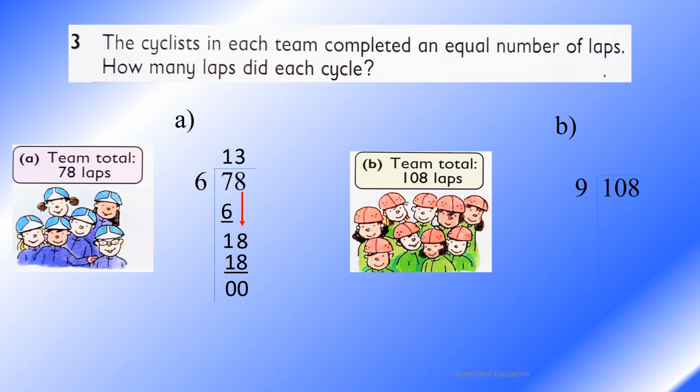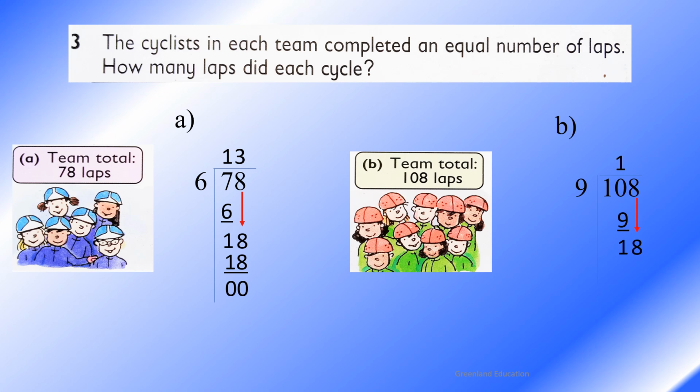Then you have to consider 10 as a whole unit. For this 10, how many 9s are there? You have to check the 9 times table. 9 times 1, 9. Then for the 10, how many 9s are there? Only 1. You write 1 up. Next you have to multiply 9 and 1. 9 times 1, 9. Next you have to subtract 9 from 10. 10 minus 9, 1. The next step is you have to take 8 down.